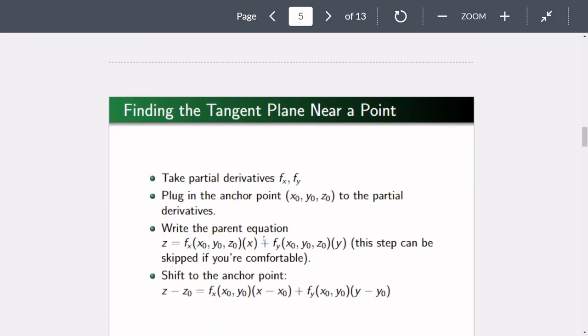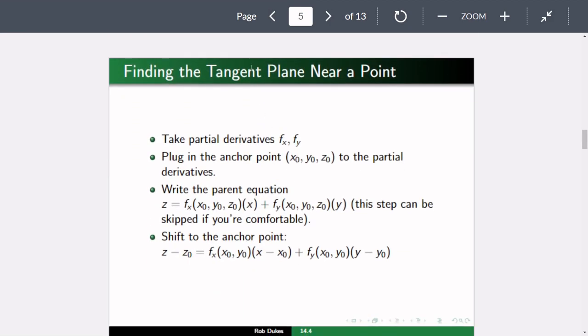So here is the process in words. If you are asked to find the tangent plane near a point, take partial derivatives, f sub x and f sub y, and plug the anchor point, x naught, y naught, z naught, into the partial derivatives. Sometimes you won't need to plug in the z naught because it'll only have x and y in it. Sometimes you will. Then you can write the parent function equation, which is this. z equals f sub x, with the anchor point plugged in, times x, plus f sub y, with the anchor point plugged in, times y.